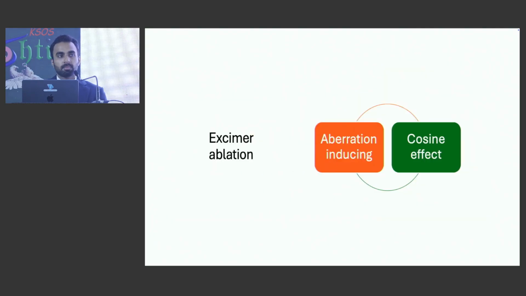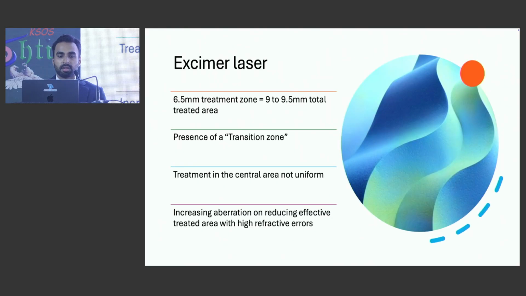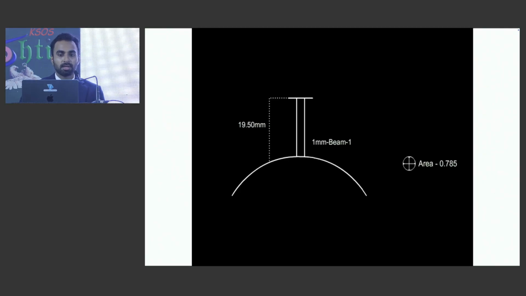But there's one thing that people miss when comparing SMILE versus LASIK. That's to do with the excimer ablation, which has an inducing cosine effect. So let's discuss this effect first. When you do an excimer laser treatment, whether it be LASIK or PRK, what we have to understand is the excimer laser is delivered ultimately via mirrors. So when you do this treatment on a prolate cornea, which is a cornea which is not touched yet, the central zone is treated more than the peripheral zone. This leads to a cosine effect where the peripheral zone is not as well ablated as the central zone. So we look at this diagram here.